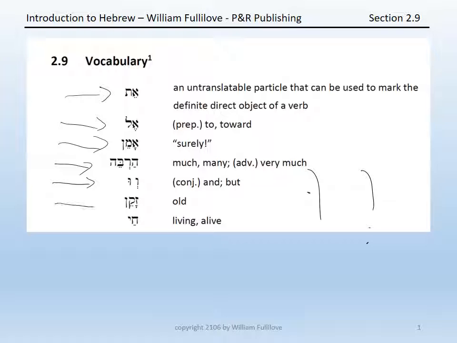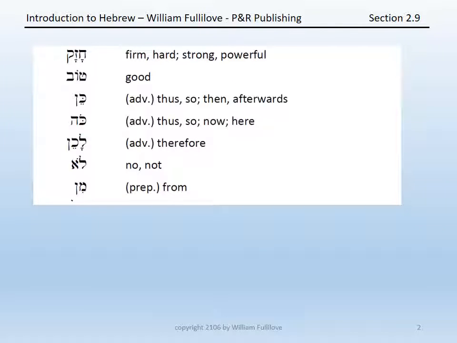The Hebrew adjective zaken is glossed as old, and the Hebrew adjective chai is glossed as living or alive. The Hebrew chazak is glossed as firm or hard or strong or powerful. The Hebrew tov, our paradigm word, is glossed as good.